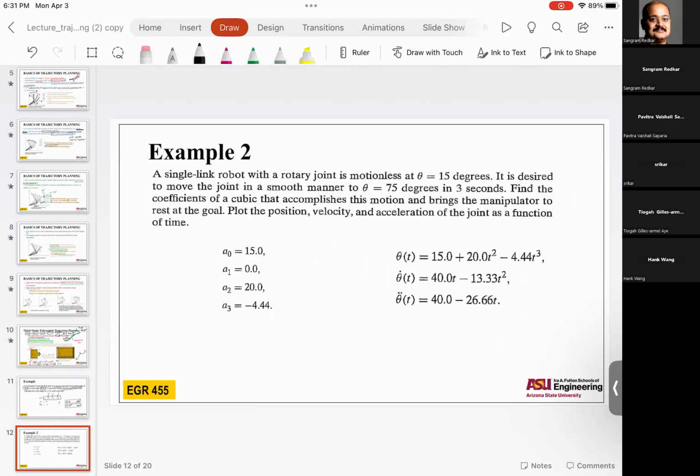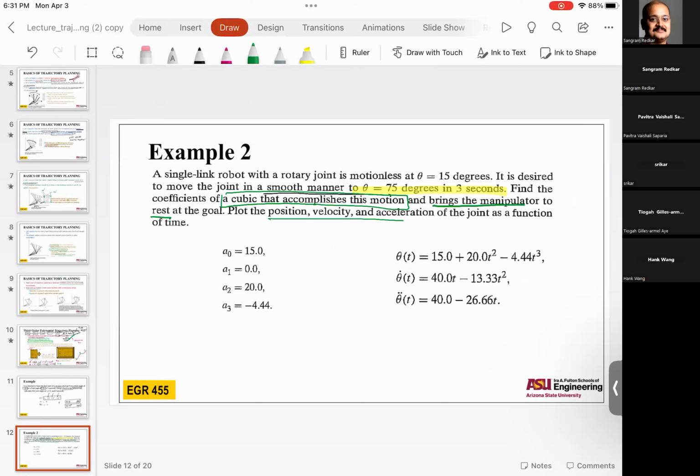So the next example which I want to talk to you about is a single link robot, wherein you have a rotary joint, and you want to move this joint in a smooth fashion from theta equal to 15 degrees to 75 degrees in 3 seconds. So we have to find the coefficients of a cubic that accomplishes this motion and brings this manipulator to rest. And we have to plot the position, velocity, and acceleration.